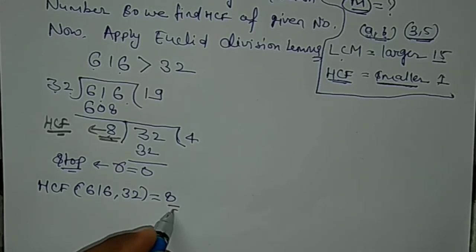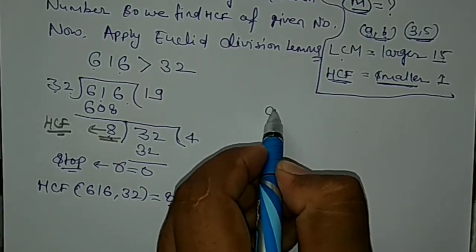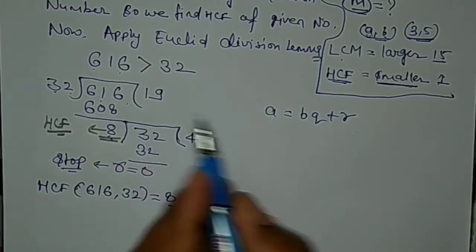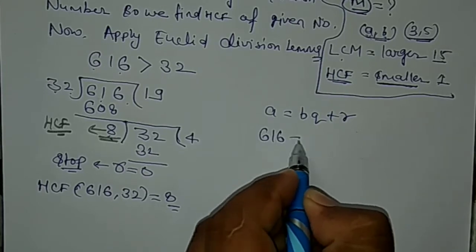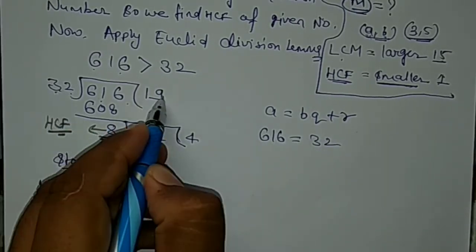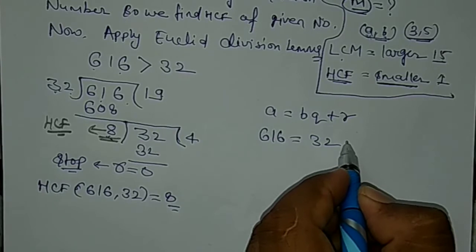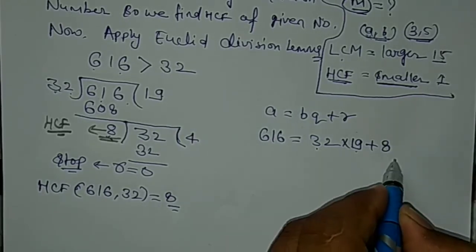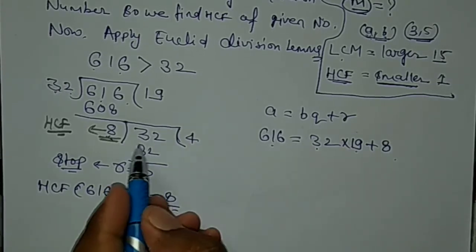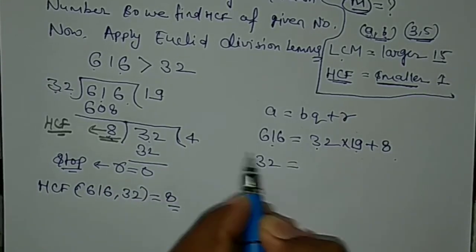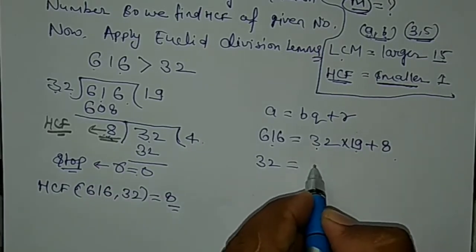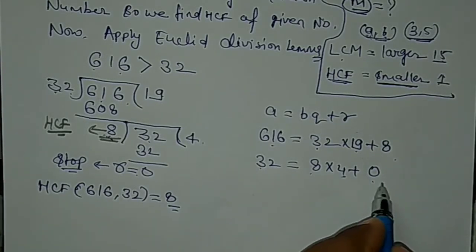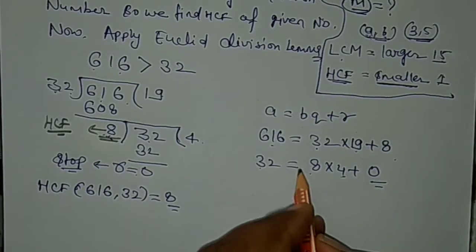8 only. Okay, we can also write like that, A equals to BQ plus R. That is also simple. 616 is here, we can write like that. B is 32, 32 into 19 plus 8. When we are multiplying this and plus 8, that is 616 comes. Okay, and 32 we can write like that. 32 equals to 8 into 4 plus 0. So 8 4s are 32. Remainder comes 0, so we have to stop it here, and that is your HCF.